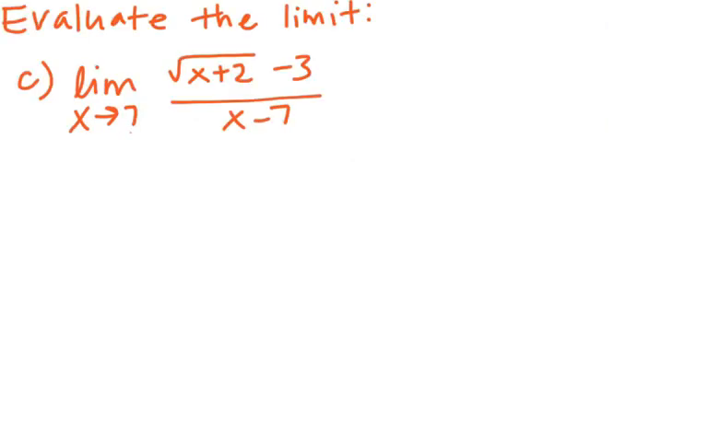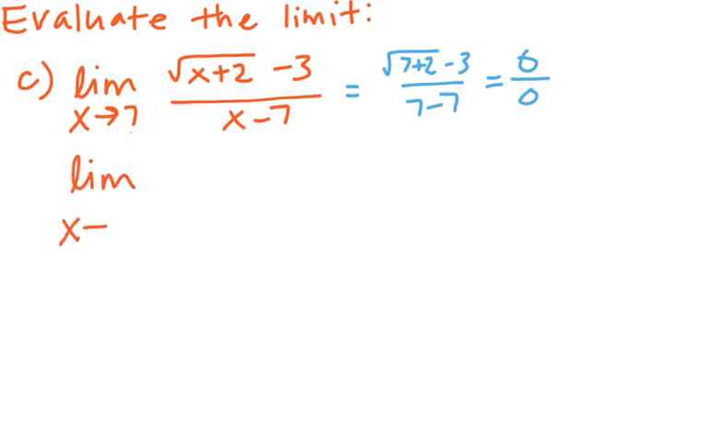All right. So this was another common type of problem we ran into with limits where when we do direct substitution, let's see, that would be square root of 7 plus 2 minus 3 over 7 minus 7. And this would just be square root 9, which is 3 minus 3. So again, getting 0 over 0. And if you remember, what we had to do with these is rationalize. So we would keep the original problem, and then wherever we had that radical, we would multiply by its conjugate on the top and bottom.